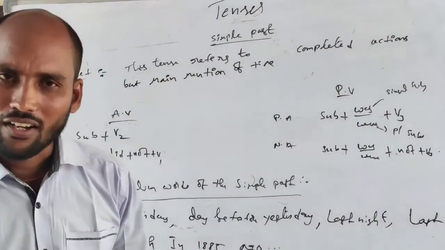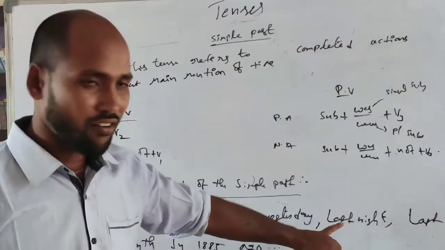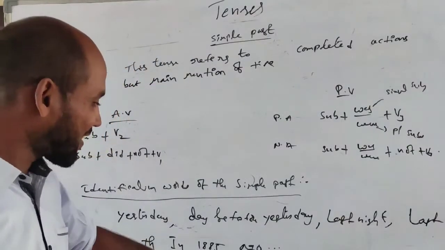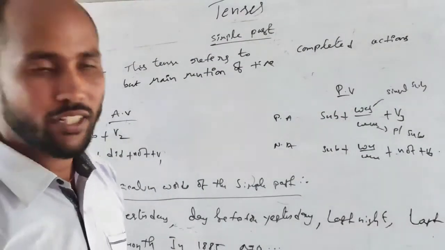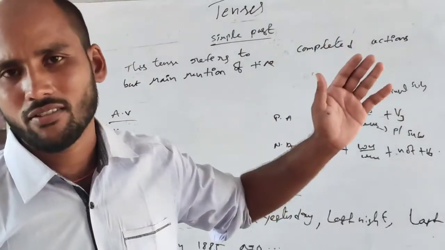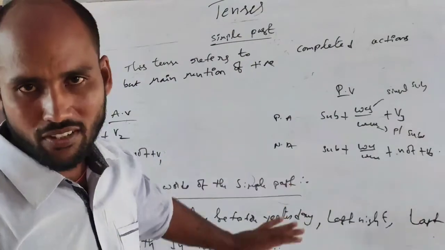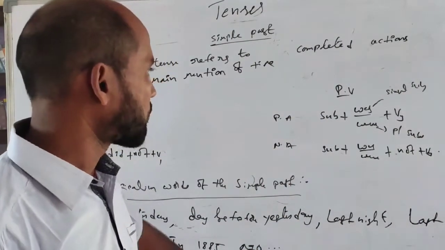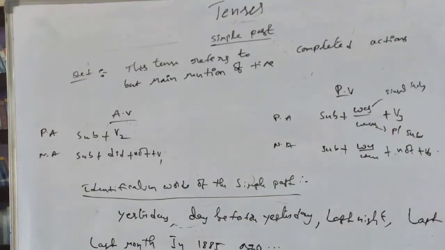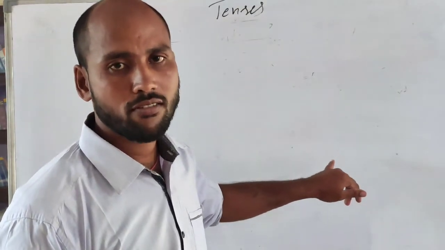Yesterday is a completed identification word. Day before yesterday is also completed, and last night is also completed. Last day and last month. In 1885, present we are in 2020, so 1885 is also completed. Ago, some years ago, some days ago, such types of identification words of the simple past tense. Then I give the examples of the simple past tense. Now I write the examples of the simple past tense structures.